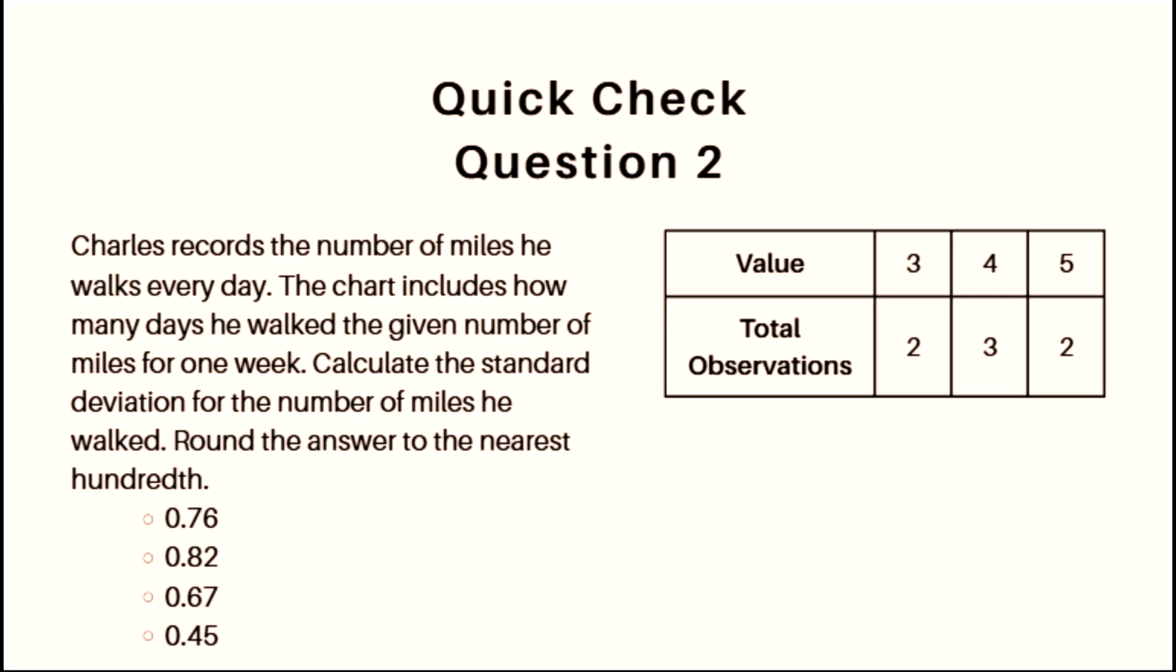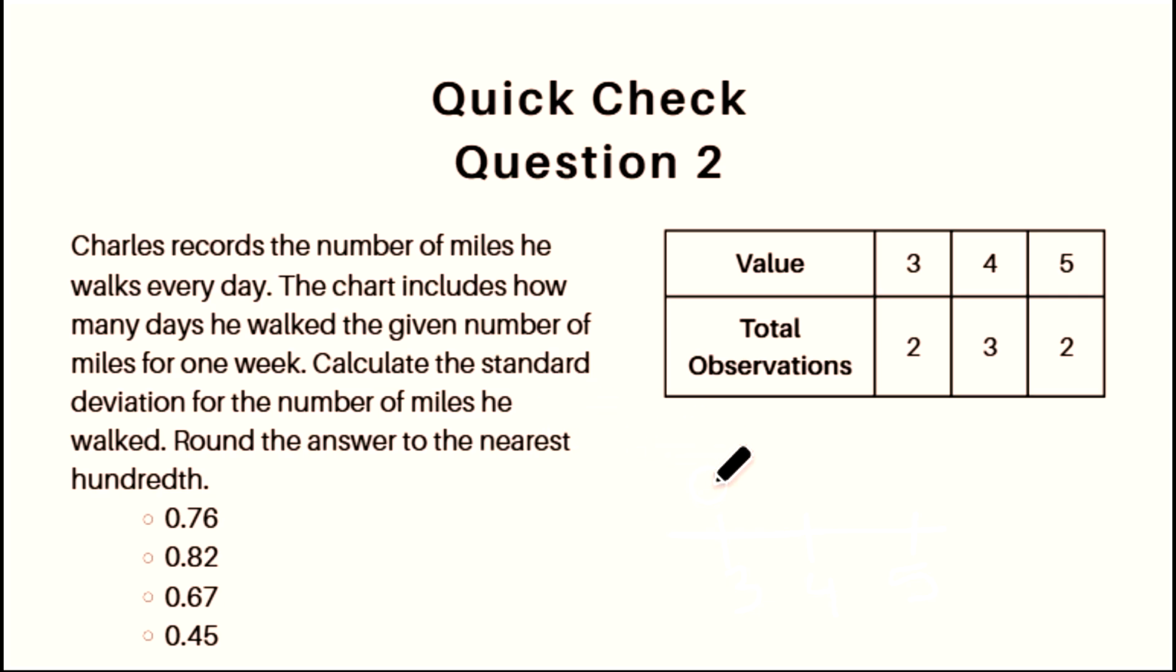Here's quick check question number 2. Charles records the number of miles he walks every day. The chart includes how many days he walked the given number of miles for 1 week. Calculate the standard deviation for the number of miles he walked. Round the answer to the nearest hundredth. So again, if the dot plot helps you, you're going to have value 3, value 4, and value 5.